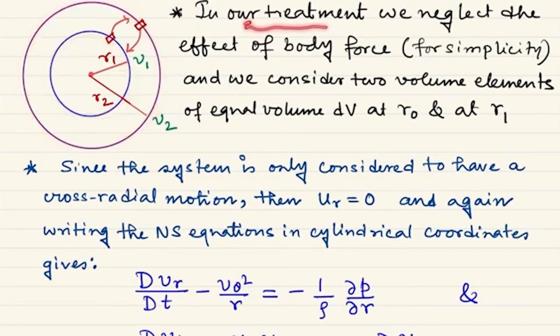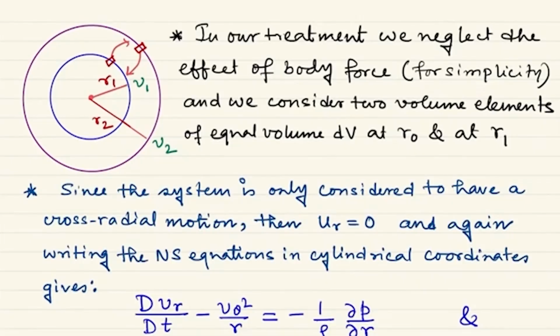Now, in our treatment, we neglect the effect of body force, that is the gravity, for the sake of simplicity. One interesting study can be done to see what effect gravity gives. Anyways, we now consider two volume elements of equal volume, that means dv and dv, at R1 and at R2. I'm extremely sorry.